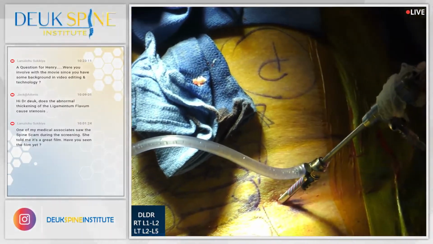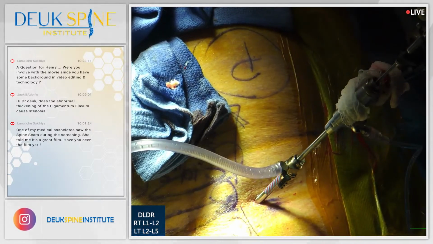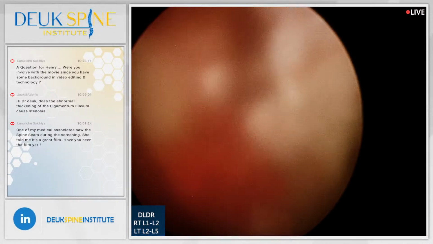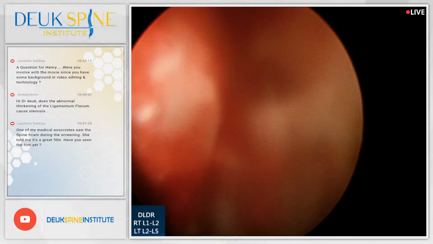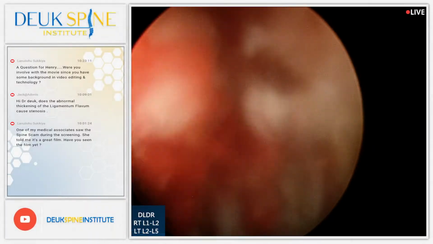Folks, stay away from fusions and laminectomies and discectomies. They don't do what we do. They don't fix the problem. They just make it worse. That's why people have to go back and get more surgery and have pain management afterwards.